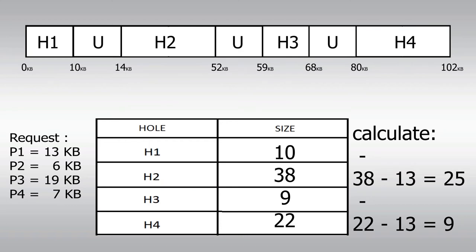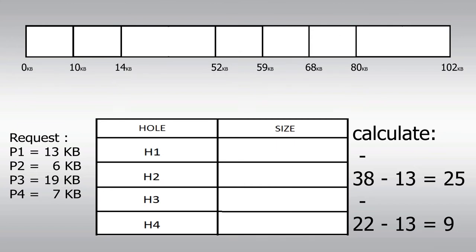H2 has 38 kb, therefore we subtract 13 from 38, which equals 25 kb. H3 only has 9 kb, not fit for P1. H4 has 22 kb. Therefore, we subtract 13 from 22, which equals 9 kb. Now, we have two holes that can fit P1. Since H4 has the smallest remaining space, we choose H4 as our best fit hole.